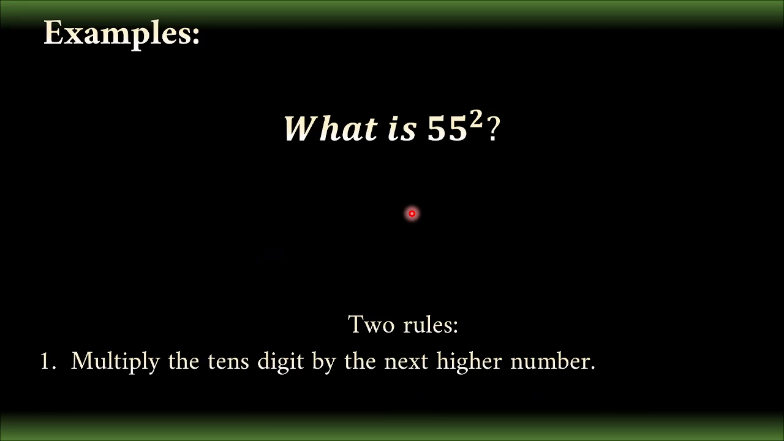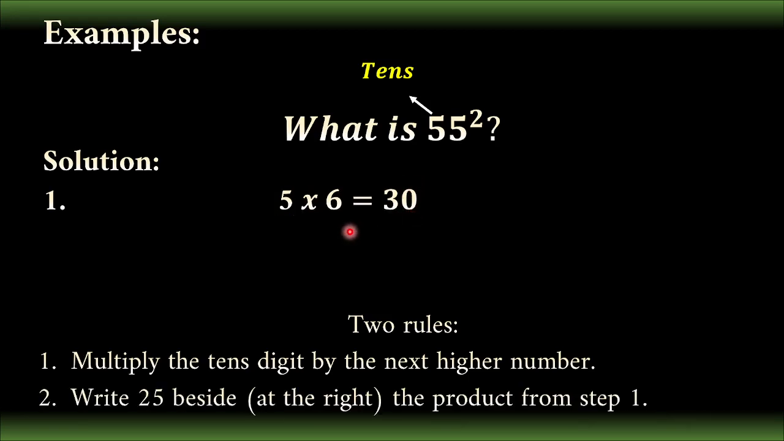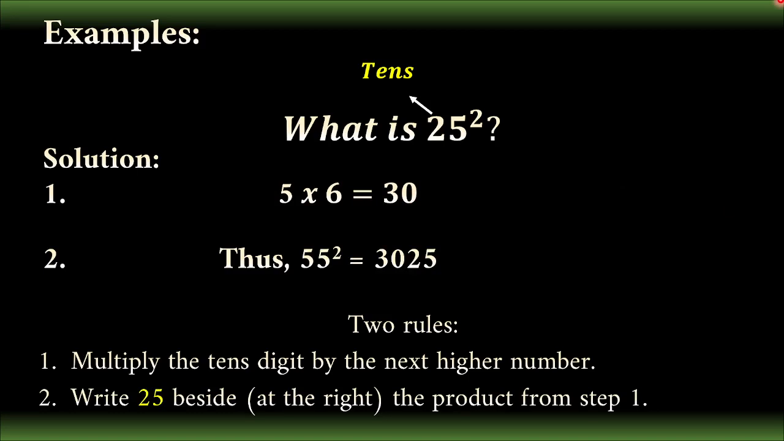How about 55 squared? Again, we apply the same rules. The tens digit is 5, and we multiply it with the next higher number, which is 6. So we have 5 times 6 is 30. And then we place 25 beside 30, which gives us 3025. So the square of 55 is 3025.